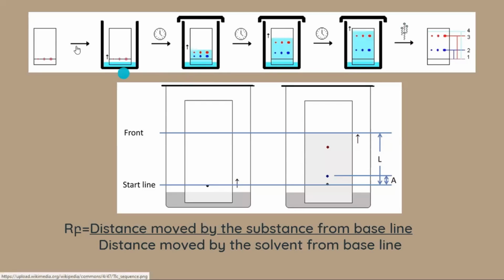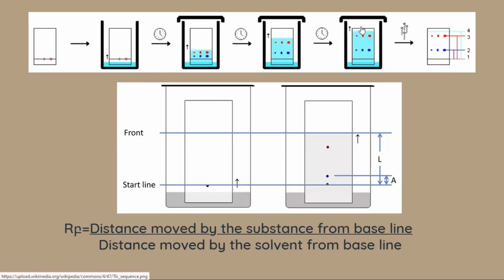Again, here we're taking a plate, dipping it into silica, coating it with silica, and then approximately 2 centimeters above the bottom, we put in the mixture, and then we dip it into the solvent so that it's only touching at the bottom, and then we let it run.